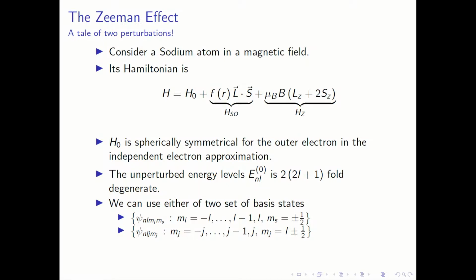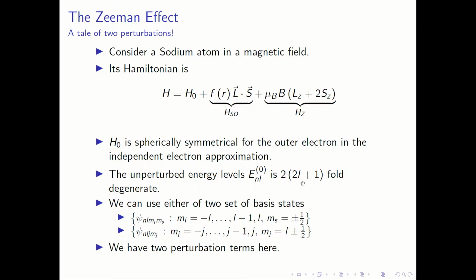As we already saw a while ago, if the L·S interaction is all we have to worry about, then the better choice would be χ_nljmj, because the perturbation would be diagonal in that basis immediately, which also tells you that the unperturbed energy levels, the 0th order energy levels, will be better thought of as χ_nljmj.